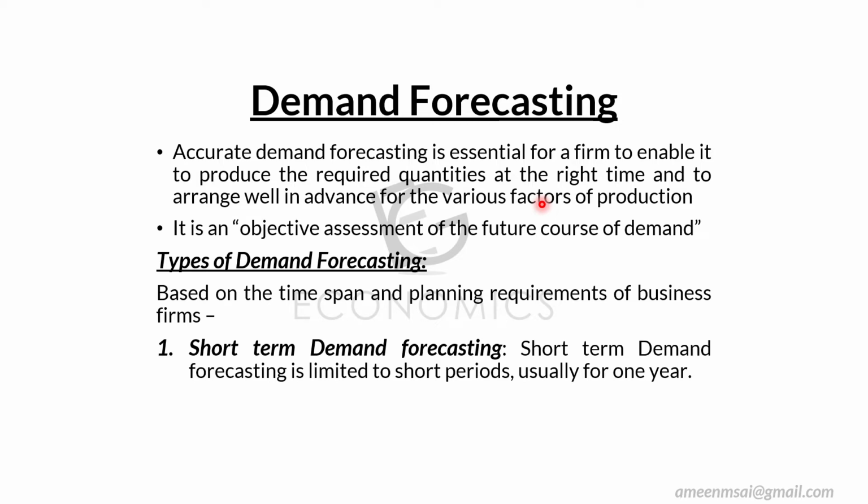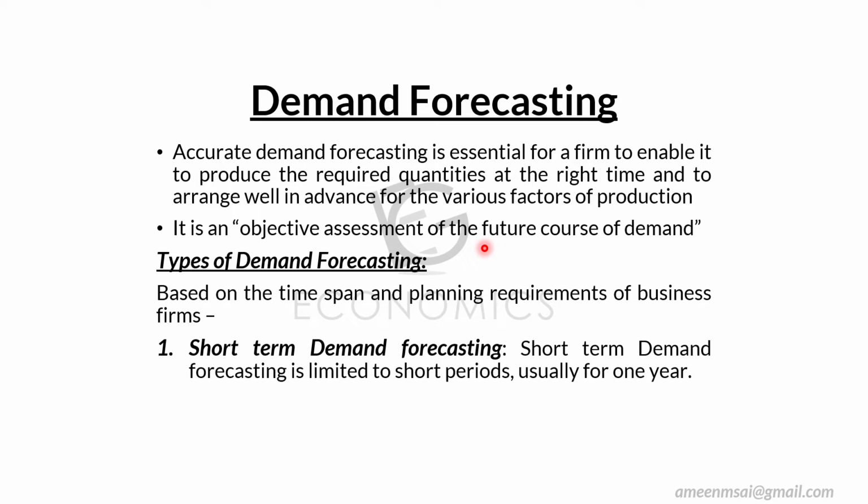So in order to overcome such situations, we have to forecast the demand using certain parameters and thus manage our production. So we can arrange the factors of production on time. We can arrange the funds or the money on time and so on. So demand forecasting is an objective assessment of the future course of demand. That's how we can specify it: an objective assessment of the future course of demand.